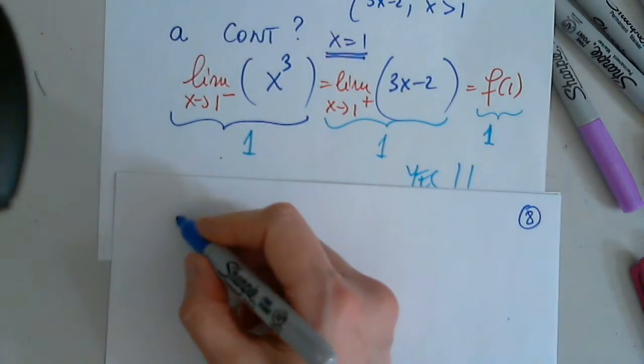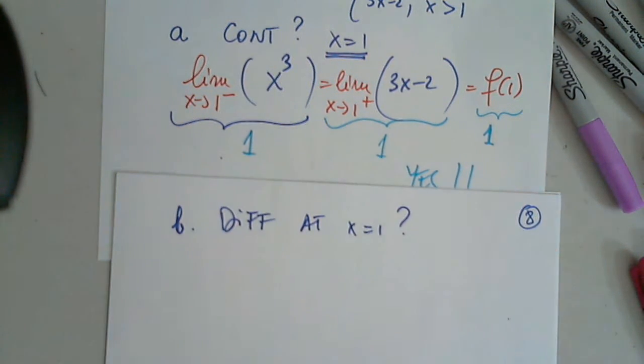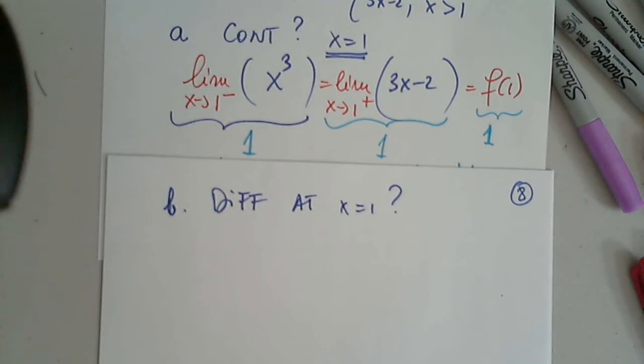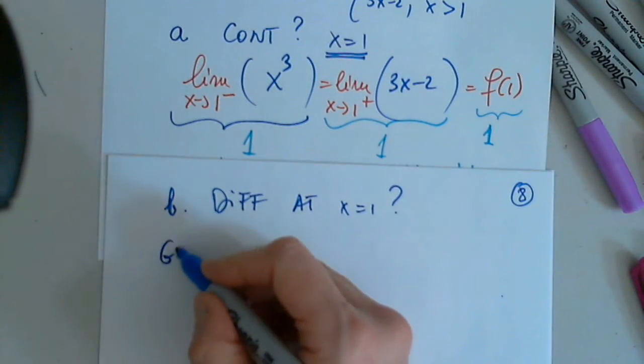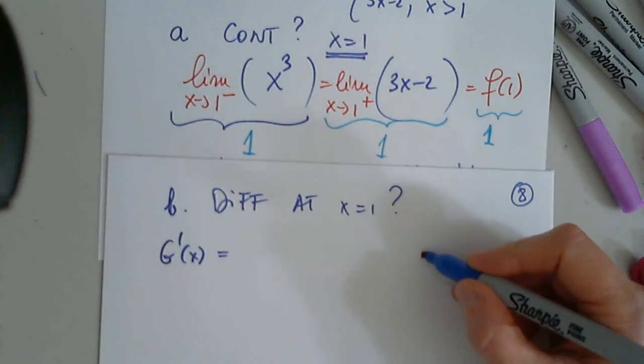So in part B, differentiable at x equals 1, and the answer right now is, no clue. Okay, so we will find the g prime of x for x cubed. We will find g prime of x for 3x minus 2. So one from the left and one from the right, and we'll see whether they are the same. If they're not the same, then the slopes are not the same. The slope has to be unique.